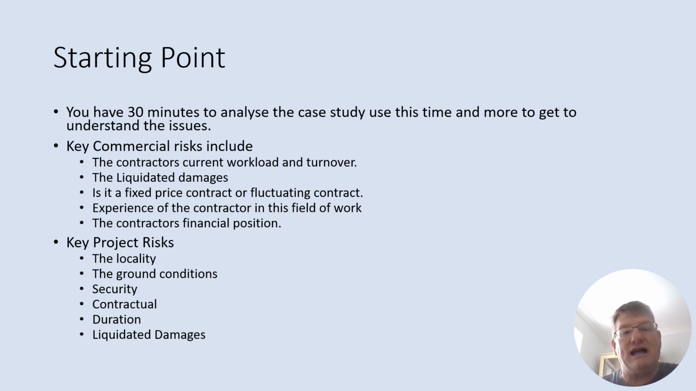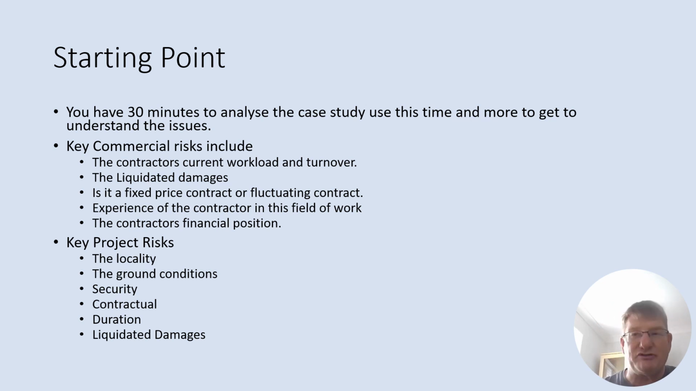So you would look at that. That will be in the case study. The liquidated and ascertained damages, okay? LADs, we call them for short. Liquidated and ascertained damages are written in the contract. They are a weekly figure, 50,000, 60,000, 70,000 per week.